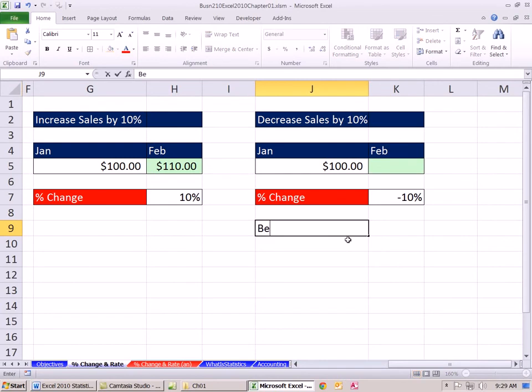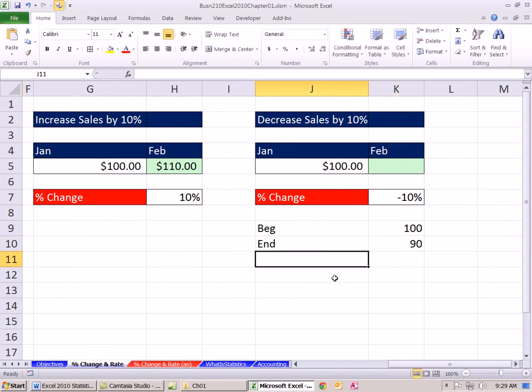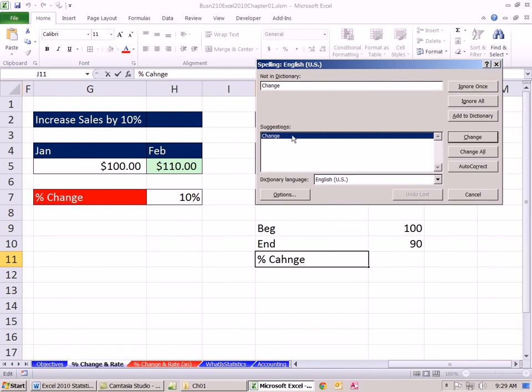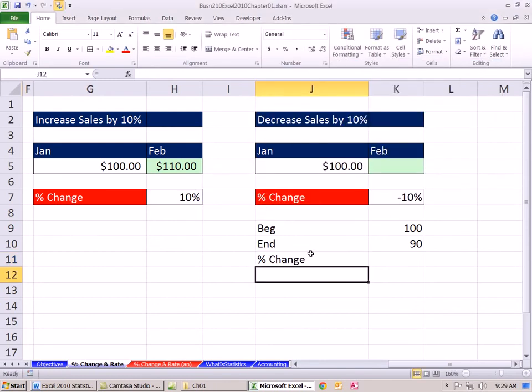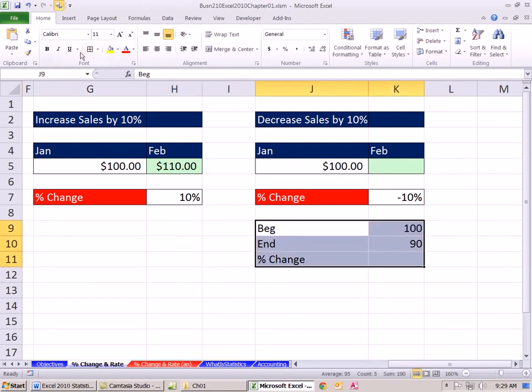So we have begin, end, 190. And then our percentage change, if only I could spell. F7 is the keyboard shortcut for spell check. And spell check works in the spreadsheets or in edit mode. All right, so we have a little template right here. I'm going to always put green to let us know that that's where our formula goes.